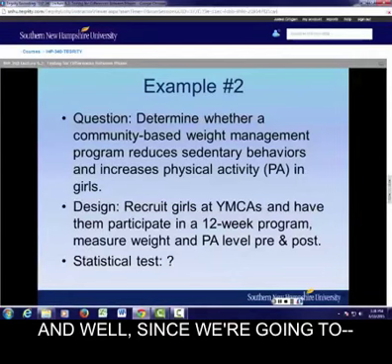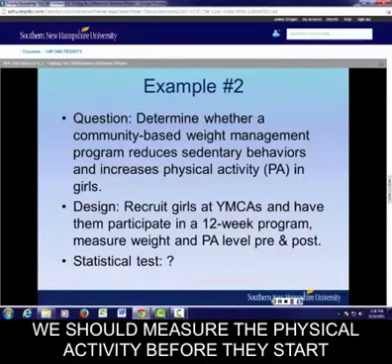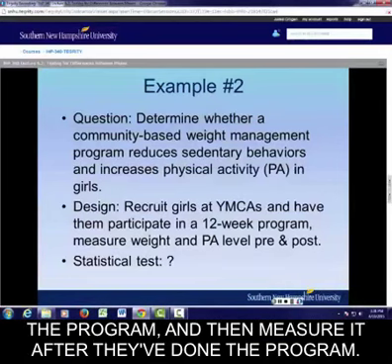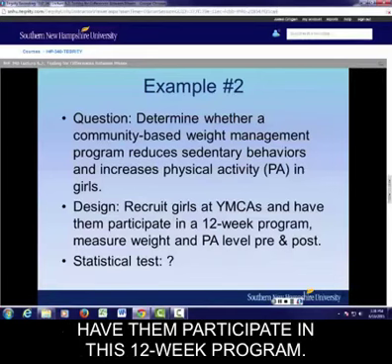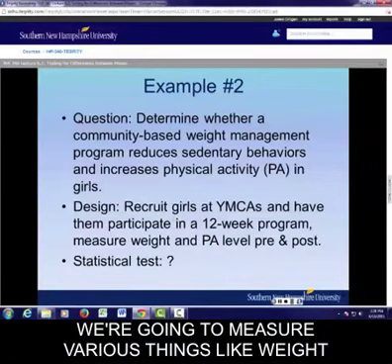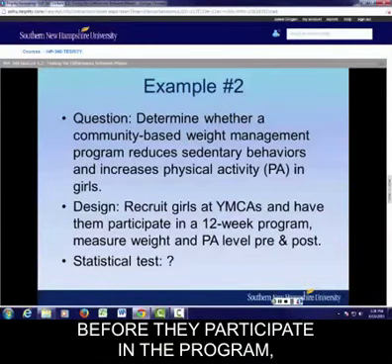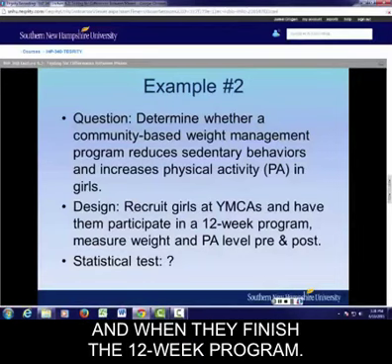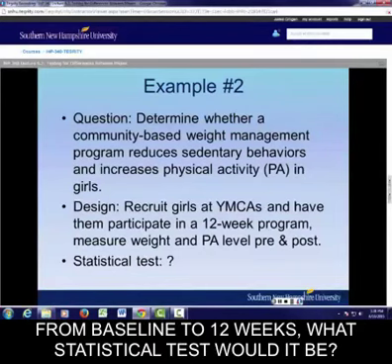Since we're going to be putting them on a program, we should measure their physical activity before they start the program, and then measure it after they're done the program. So let's say we're going to recruit girls at a YMCA, have them participate in this 12-week program. We're going to measure various things like weight and sedentary behavior and physical activity level before they participate in the program and when they finish the 12-week program.